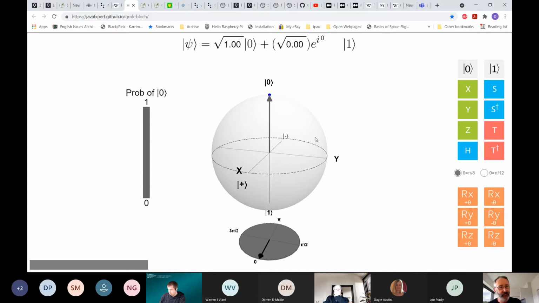This is called a Bloch sphere, and it's a representation of what's happening with a single qubit. So we can operate on this. Now, at the moment, it's in state 0. I can then operate on it with a quantum NOT gate and put it in state 1. I can operate on 1 with a Y gate, and I can put it back to where it was.